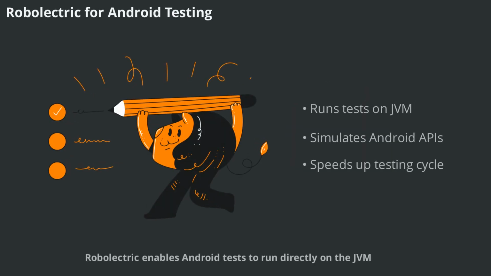Robolectric enables Android tests to run directly on the JVM, eliminating the need for emulators or physical devices. It simulates the Android runtime environment, providing access to APIs and supporting UI component testing. Robolectric speeds up the testing cycle and simplifies test setup.